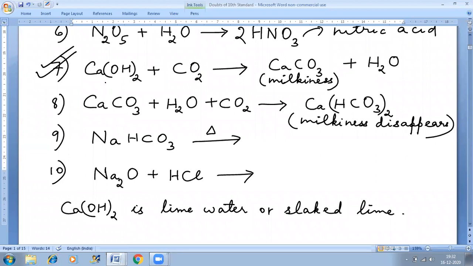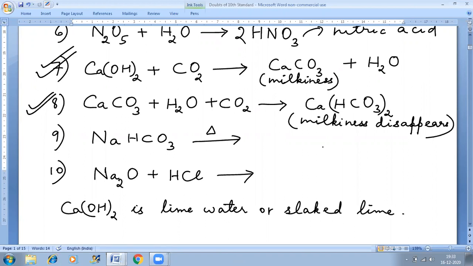Coming to the 7th reaction, that is calcium hydroxide plus carbon dioxide, we get calcium carbonate, that is CaCO3, plus H2O. The milkiness appears, the solution turns milky due to the formation of CaCO3. Now, if I continue to pass more and more of CO2 through this solution, then the 8th reaction happens. That means if carbon dioxide gas is passed in excess, a lot of carbon dioxide gas through lime water, then the milkiness disappears and we get calcium bicarbonate, that is Ca(HCO3)2.